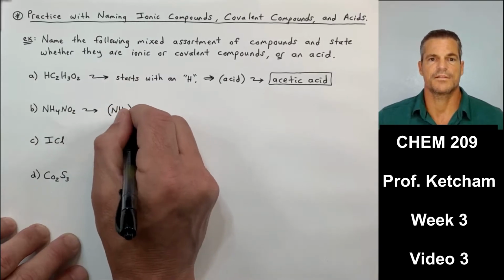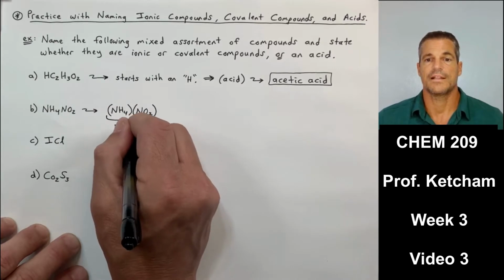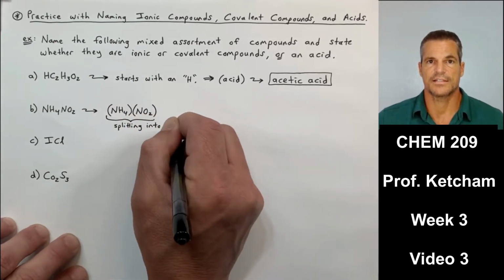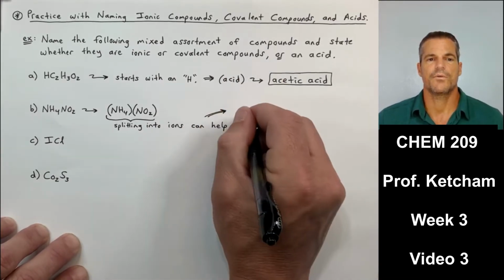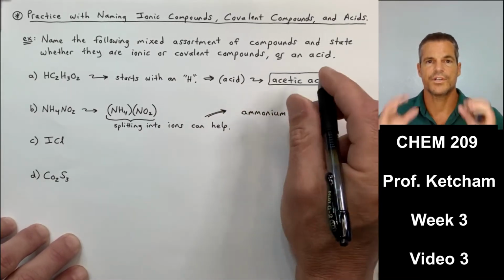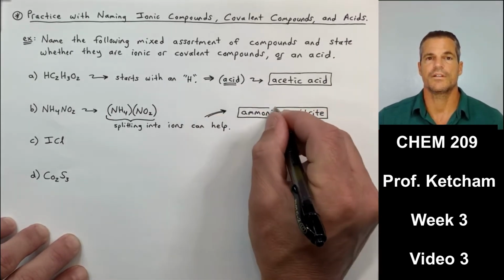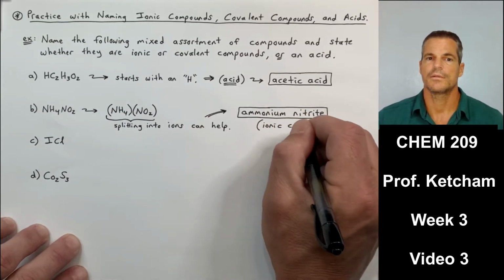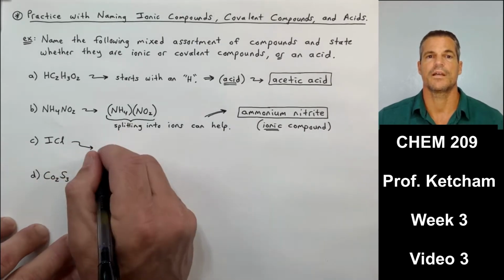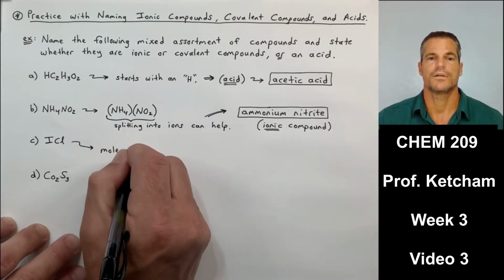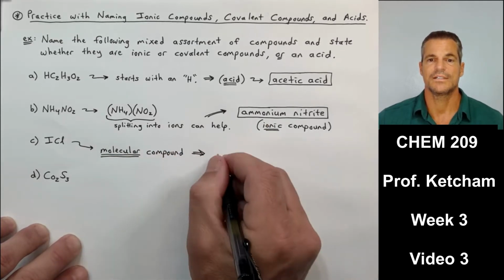So for A, we notice that it starts with an H. That makes us think, okay, this is an acid. And then we'd have to have it memorized from that list I gave you that it's acetic acid. That list was in one of our previous videos. NH4NO2, what I see is two chunks, right? I see a chunk of NH4 and a chunk of NO2. That makes me think, well, these are polyatomic ions, so it must be an ionic compound. So splitting into ions certainly helps, and we come up with ammonium nitrite.